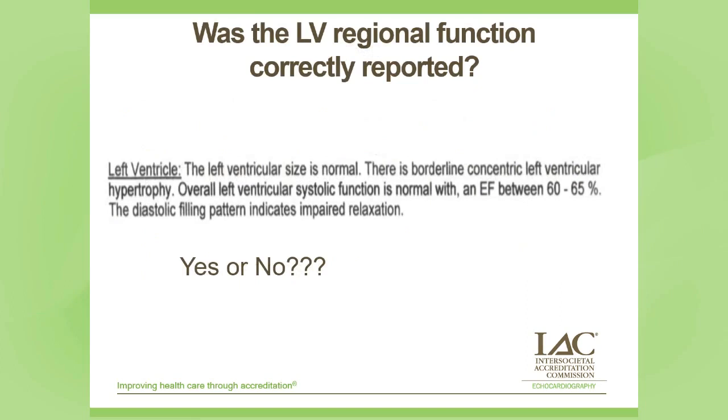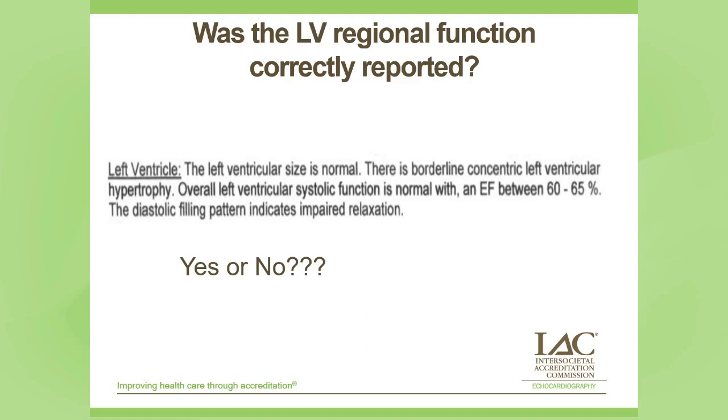So I'm going to read the question, and this is a report question. It's a sample of what will come up on all three, general, LV, and AS cases. Was the LV regional function correctly reported? So this report states this. The left ventricular size is normal. There is borderline concentric LVH. Overall, left ventricular systolic function is normal with an EF between 60 and 65%. The diastolic filling pattern indicates impaired relaxation.